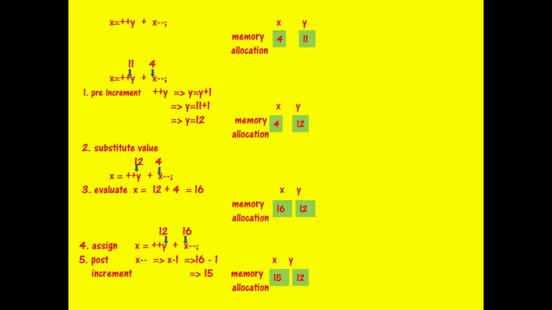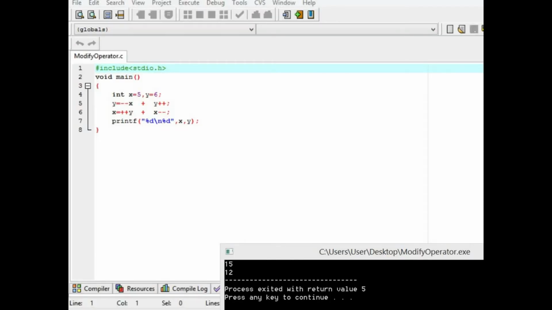Fifth step, any post-increment or post-decrement. Here in this expression the post-decrement is already there, so execute this post-decrement, x--. x-- means x = x - 1, that is 16 minus 1, 15. So x is 15 now. The updated value of x is 15. So now x is 15 and y is 12. If you run the program, the output screen will display x is 15 and y is 12.